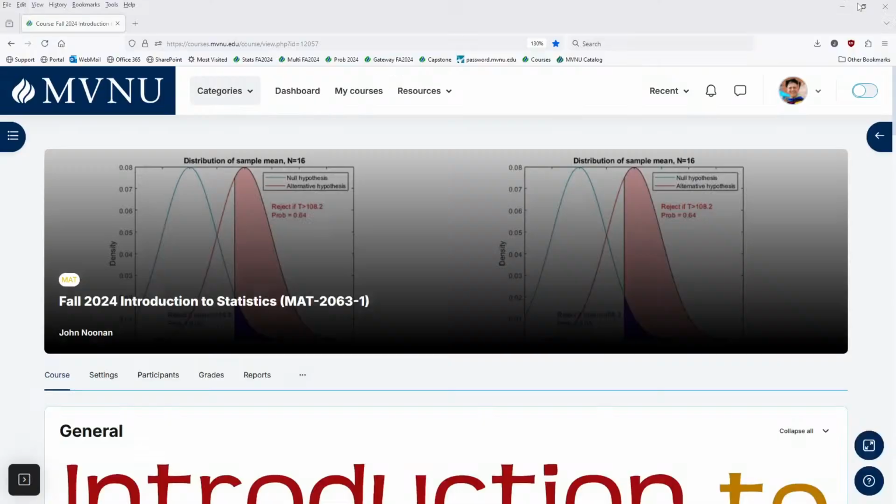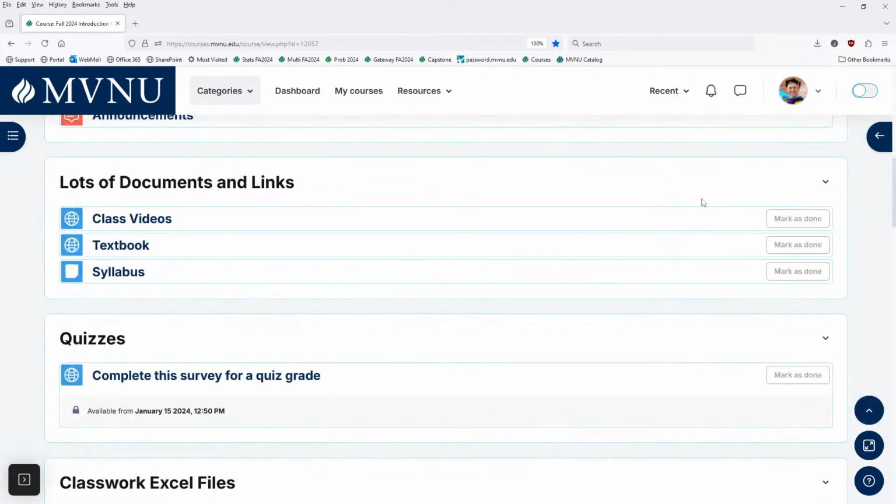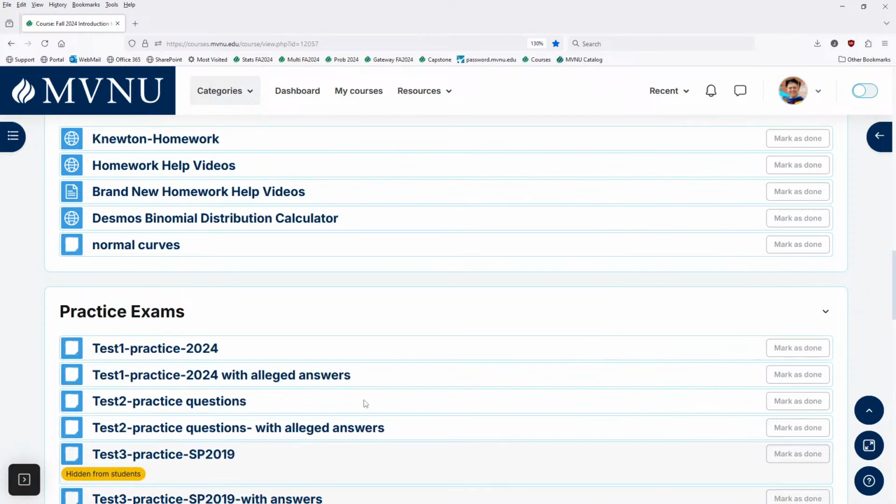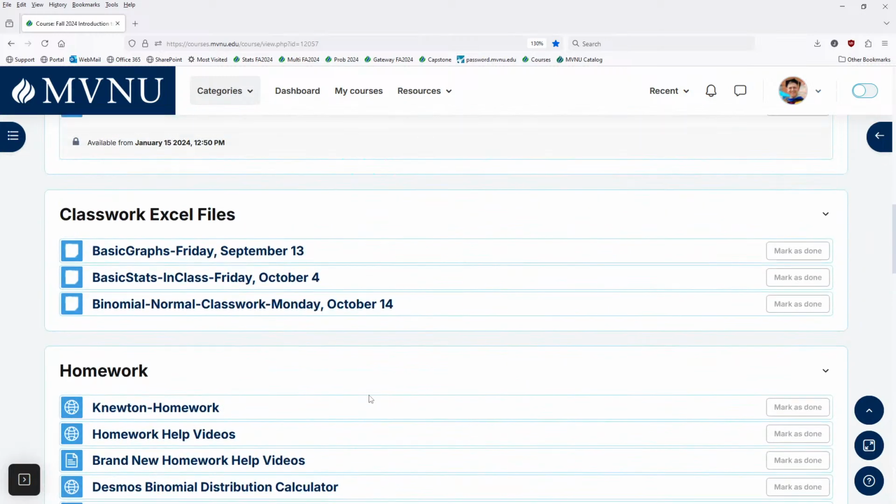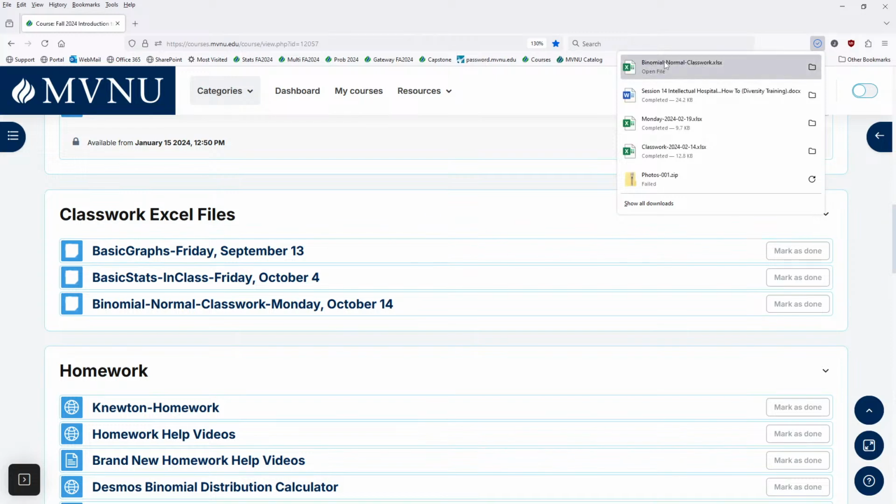Okay, so for today, what we're going to be doing is learning how to use Excel to compute probabilities, the normal probabilities and the binomial probabilities. So I'll need to remind you about binomial probabilities as well. But the first thing you're going to want to do is go to our Moodle page, go down to the Excel, where are they? I think I skipped it. There it is. Classwork Excel files. And we're going to be using the binomial normal classwork for today. So it's nicely labeled. So click that one, open it up in Excel.